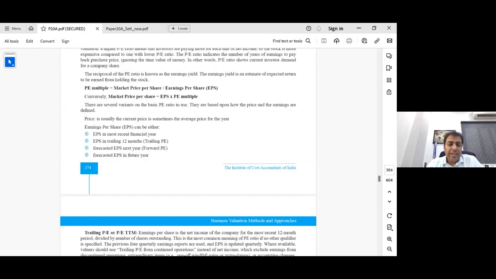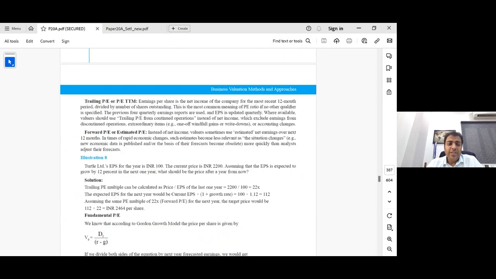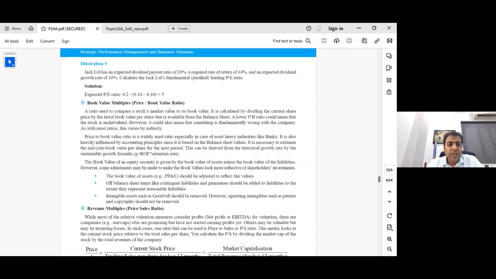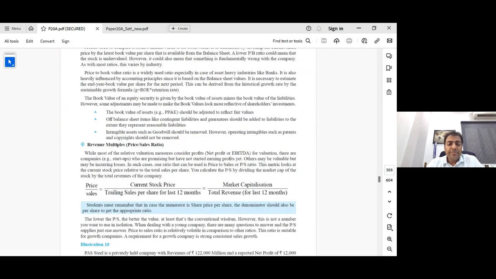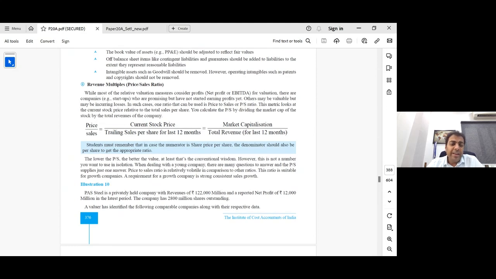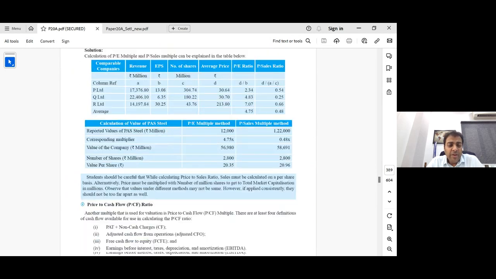Now, even while using the price earnings multiple, right, there are variations of it. So there's trailing PE multiple and forward PE multiple. You should understand what are these, how to interpret these, and so on. Then you have the book value multiples. Again, when can you apply the book value multiple? It should be applicable in case of asset heavy companies, right? Then you have the price to sales multiple, which can be applied in case of startups or companies which are mostly professional services firms and things like that.